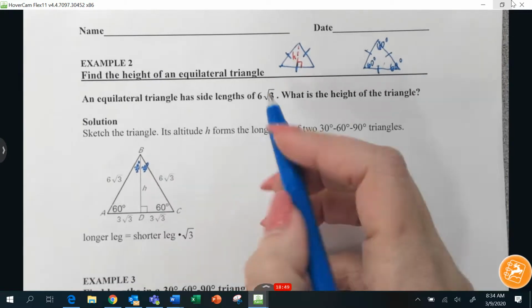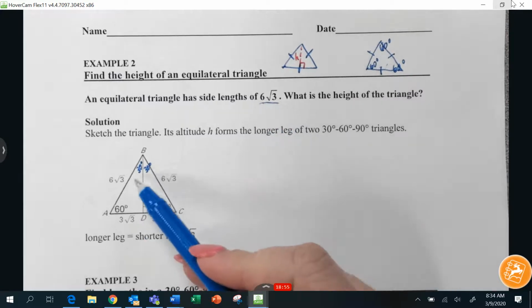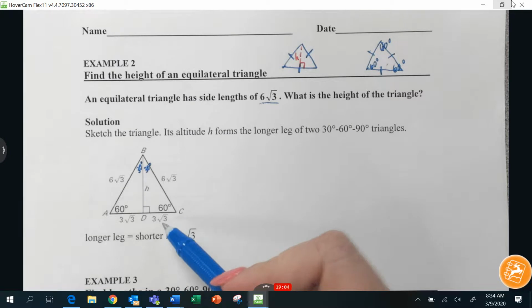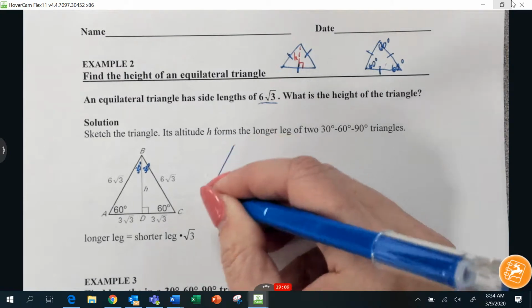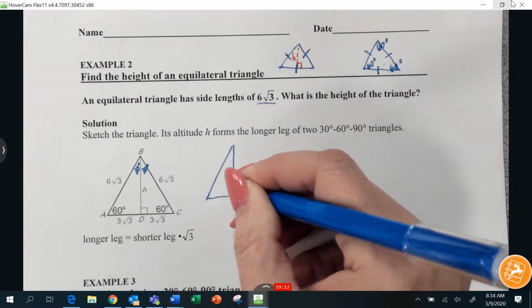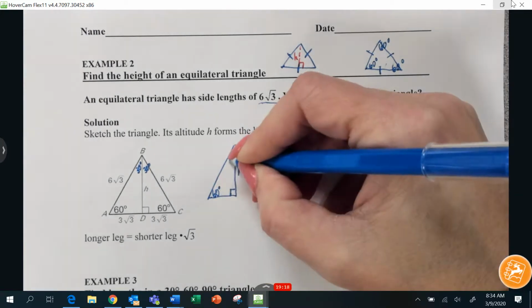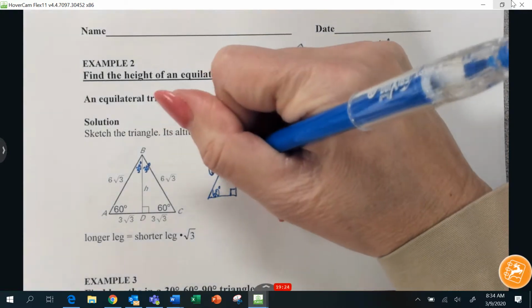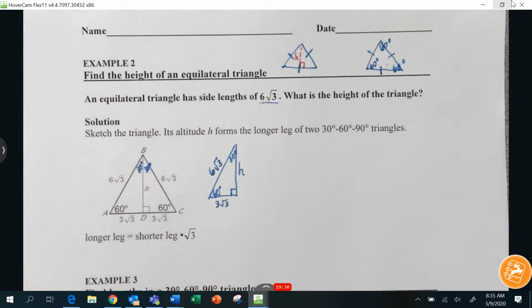This says the equilateral triangle has side lengths of 6 square root 3. So you can see in this picture 6 square root 3, 6 square root 3, and down here was 6 square root 3. We just divided it into two pieces. We're going to find the height of this. So I'm going to redraw what I'm looking at here. To find the height, which I'll call H, we've got a 60 degree here and a 30 degree here. We know that 6 square root 3 is this length, and 3 square root 3 is this length.